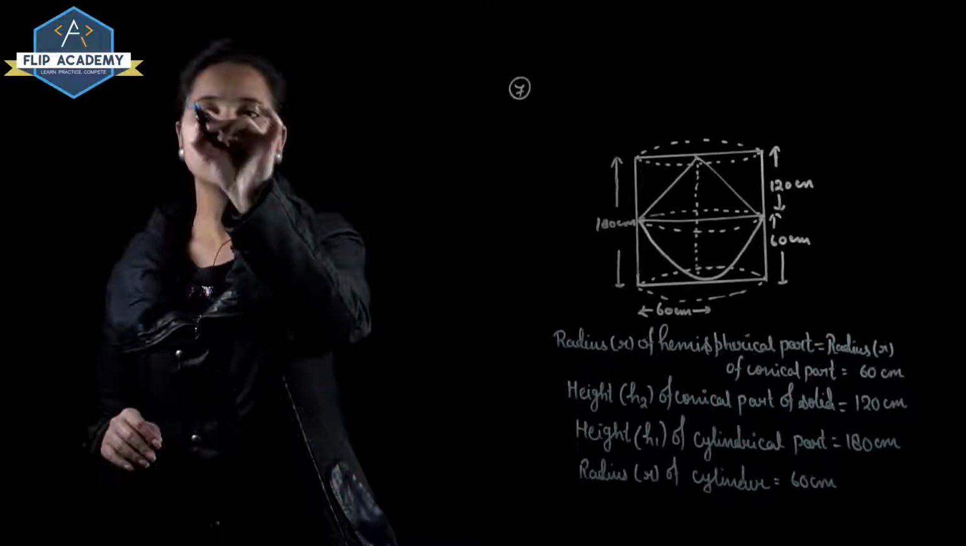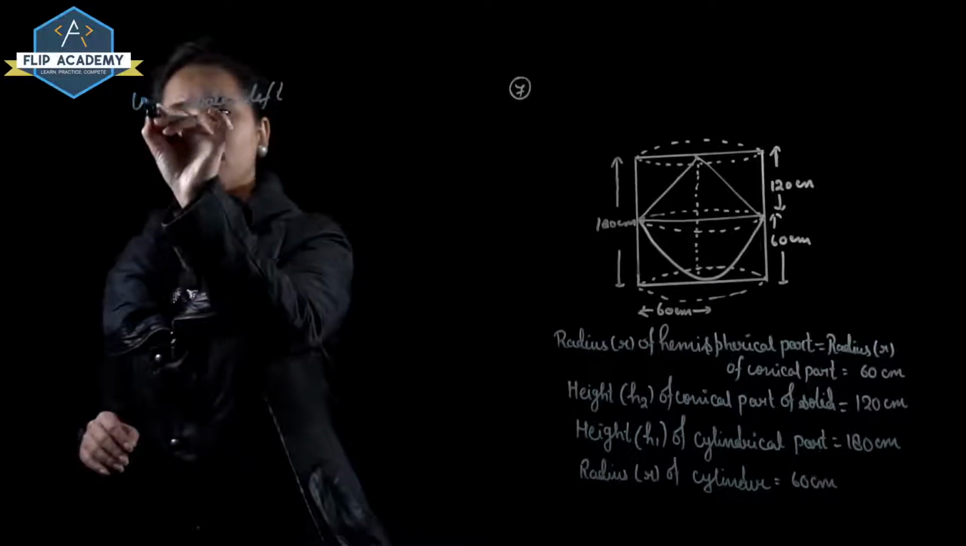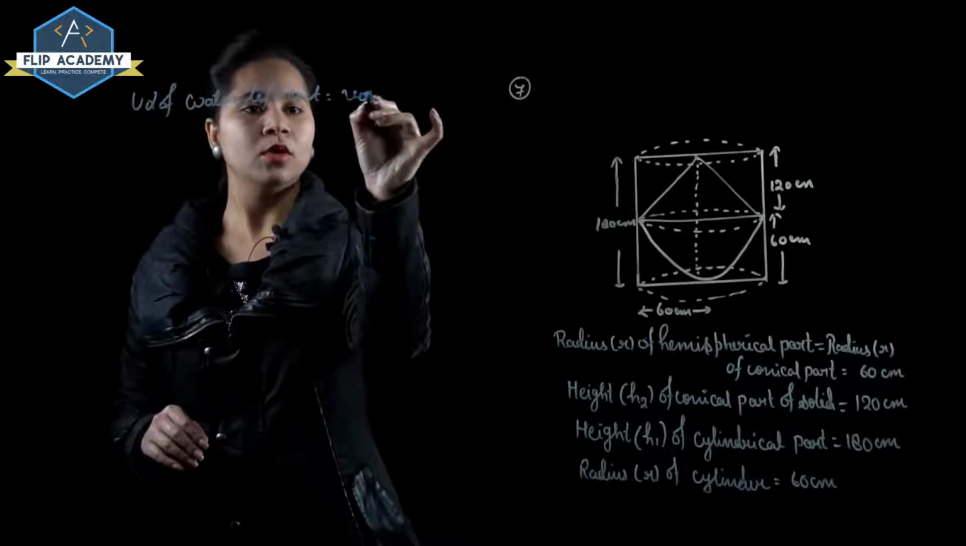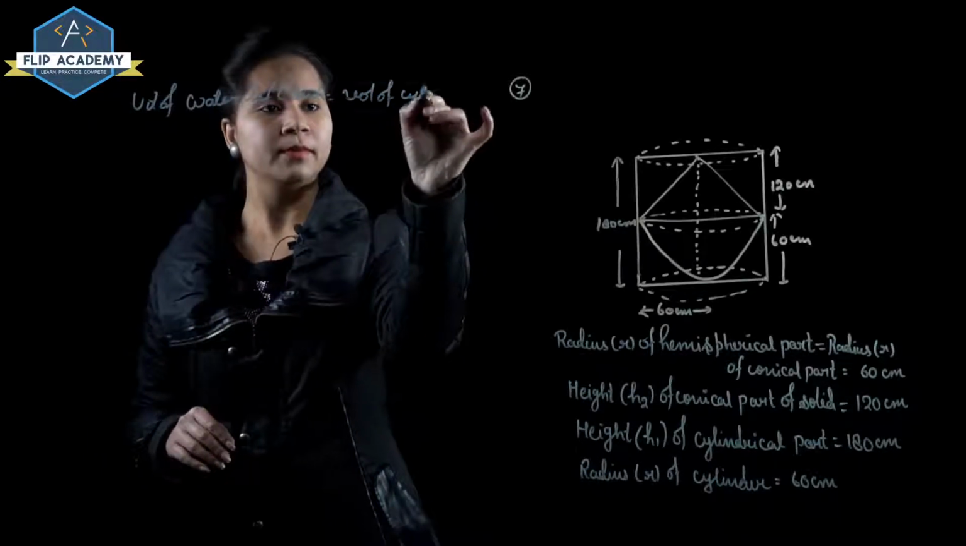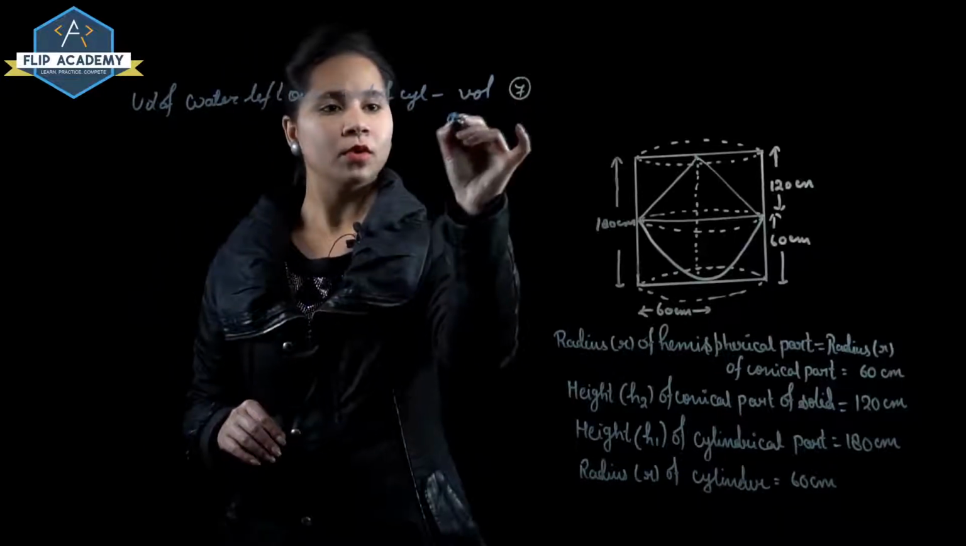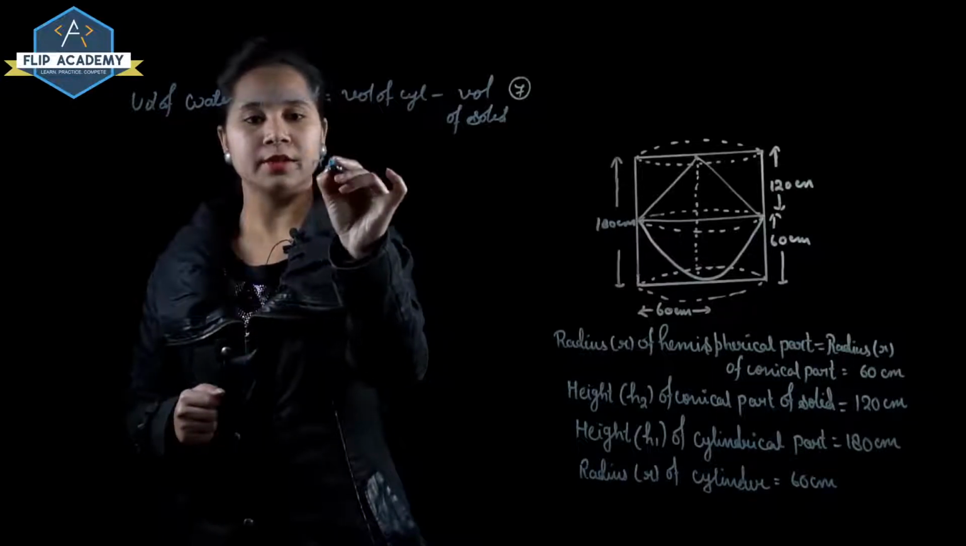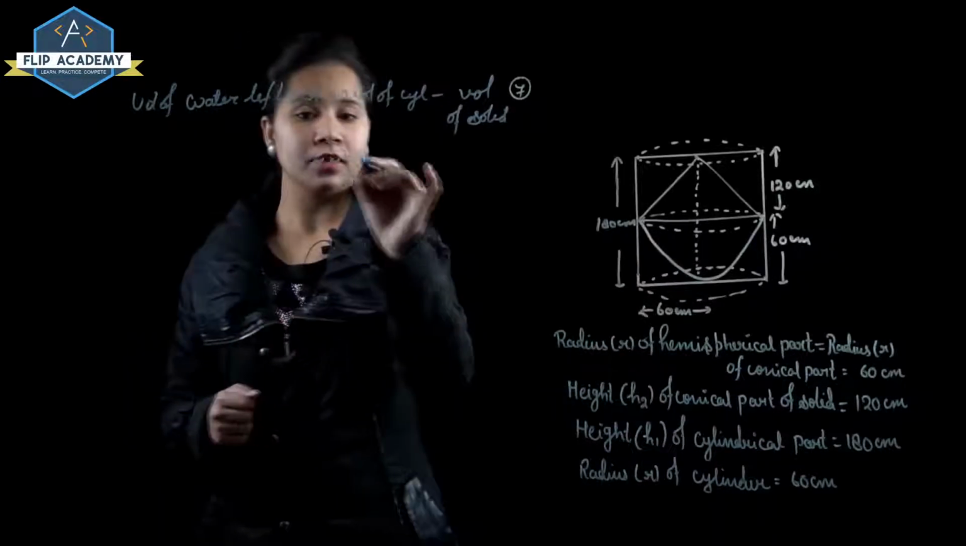Now water left out, या volume of water left out, equal to volume of cylinder minus volume of solid. So volume of cylinder कितना होता है, पाई आर स्क्वायर h. यहाँ पर height of cylinder कितनी है h1, minus.